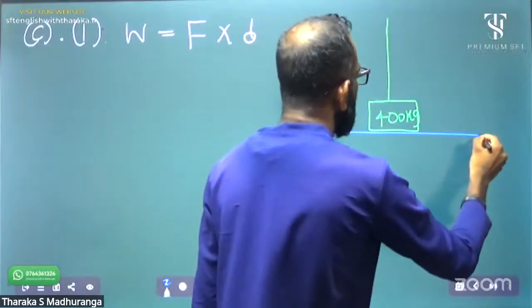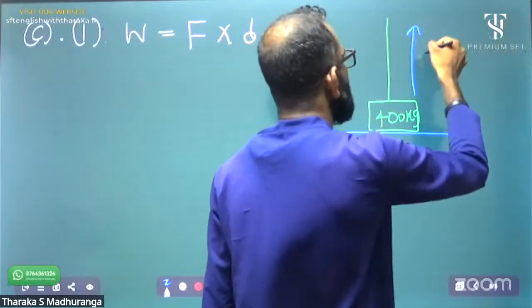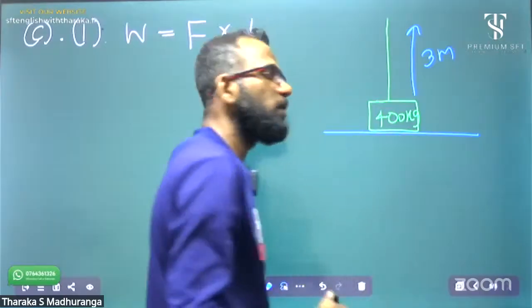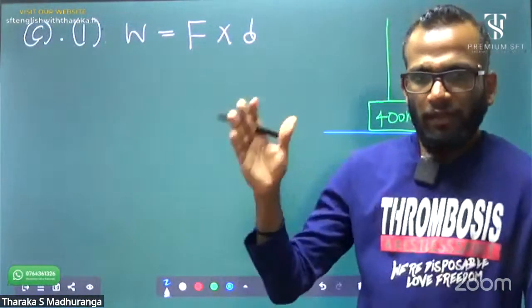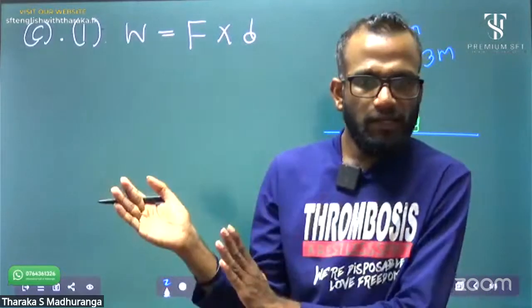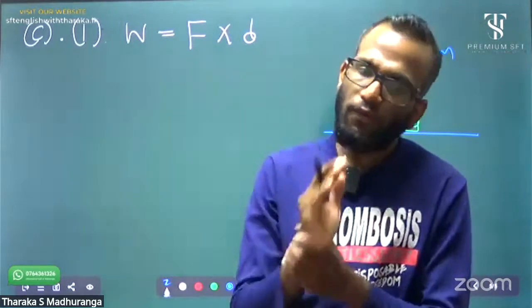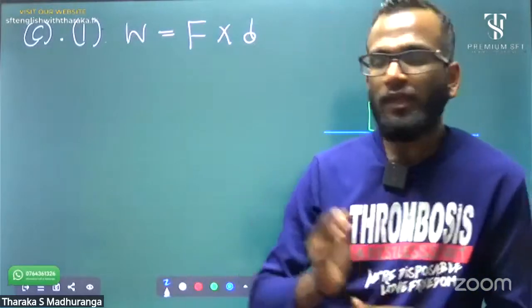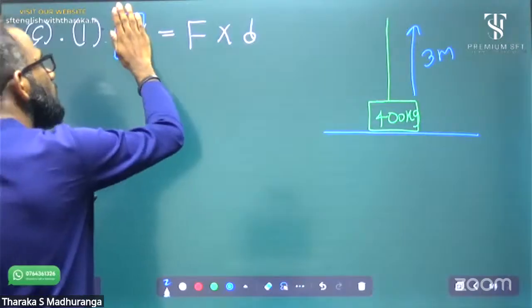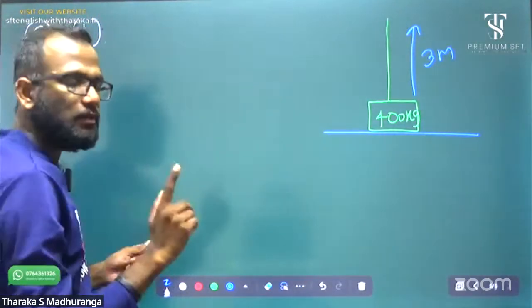Okay, think this is ground level. It is lifting to 3 meter above point, right? If you get the work by the F·d method, remember force is equal to 4,000. 4,000 into 3 is 12,000. Very simple. If not, this is the base method.